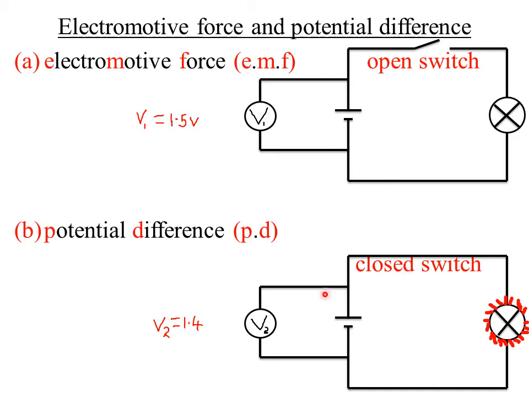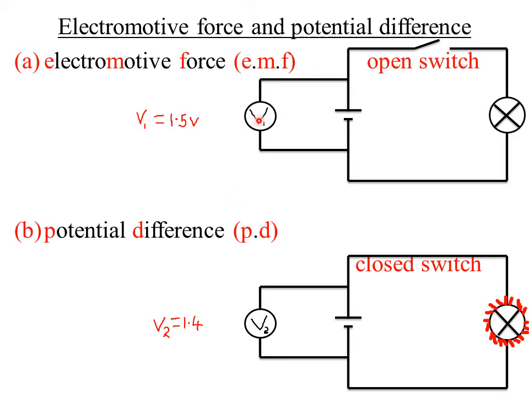Now, it is important to remember that the value of the potential difference will always be less than the value of the electromotive force. But the question is why? Remember, for potential difference, we have the internal resistance of the materials of the cell. Because of that internal resistance and the voltage that is lost through other components, for example the bulb here, the potential difference is lesser than the electromotive force.